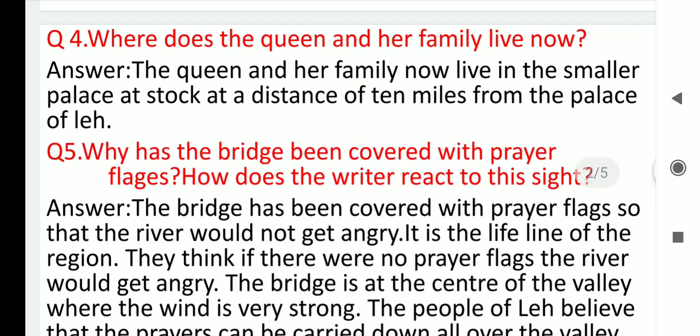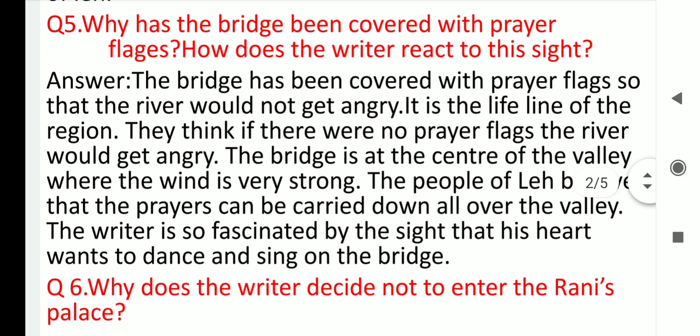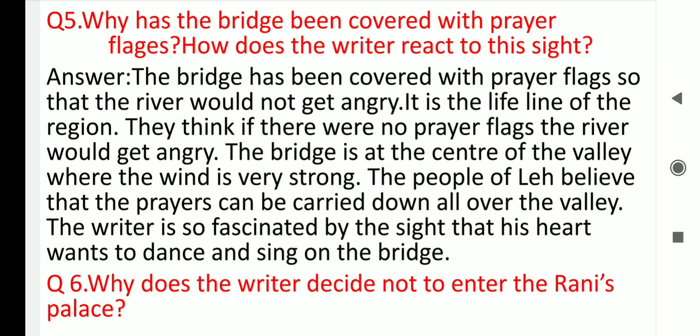Question number 5. Why has the bridge been covered with flags? How does the writer react to this sight? Answer: the bridge has been covered with flags so that the river would not get angry, right? It is the lifeline of the region. They think if there were no flags, the river would get angry.